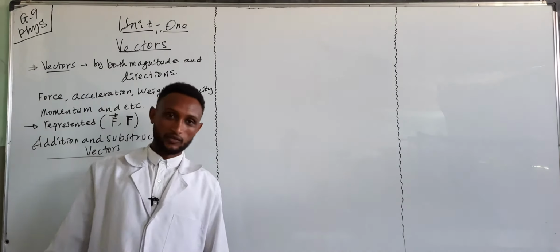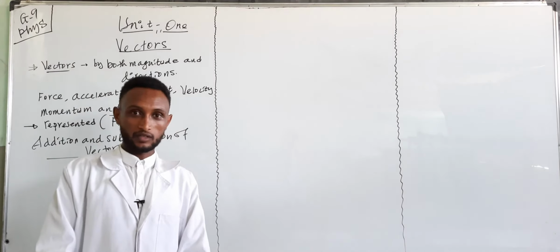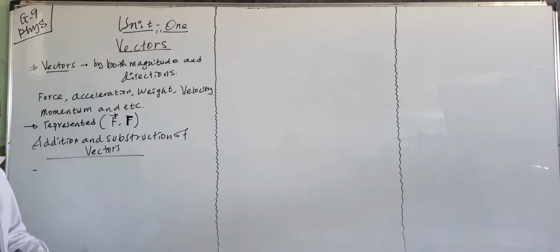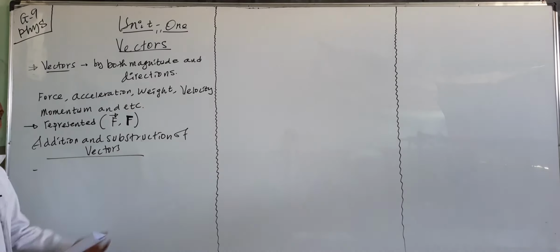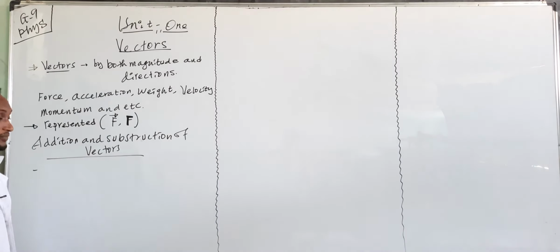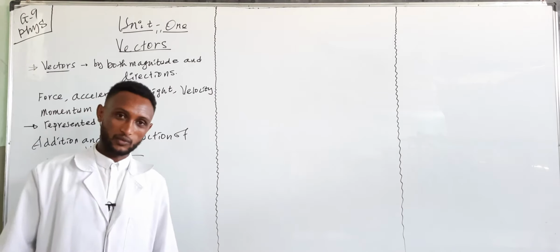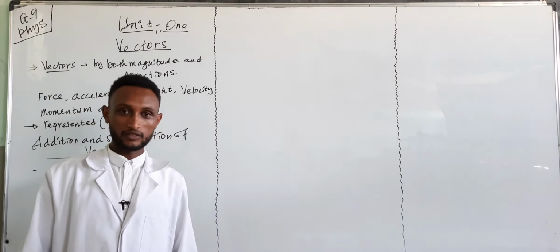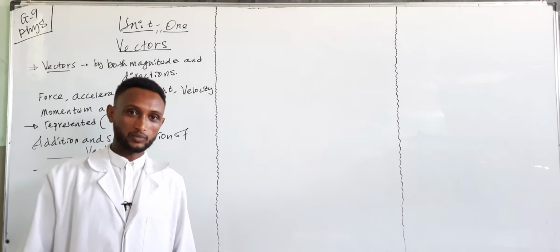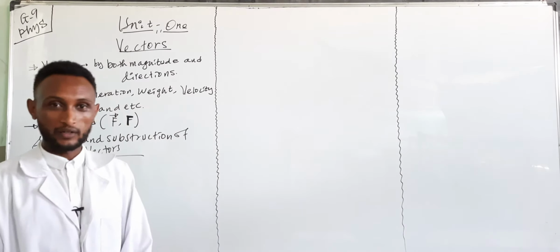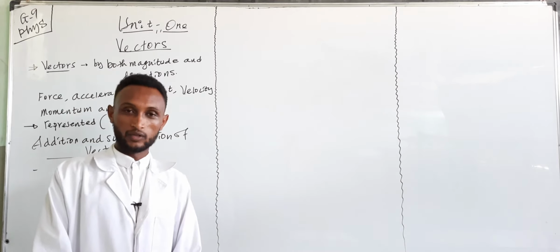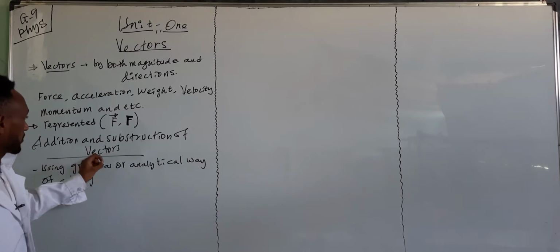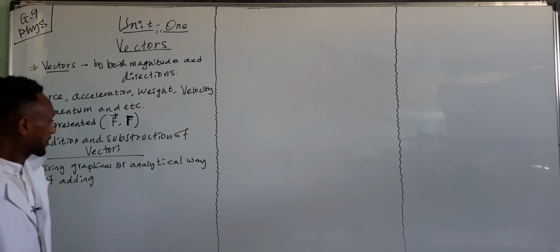Addition and subtraction of vectors. We can combine two vectors together depending on their directions. Two vectors can be added together, or one vector can be subtracted from another depending on their directions, by different ways. Vectors cannot be added as scalar quantities since they have directions. We cannot use ordinary algebra when adding vectors together. We use the graphical method, or analytical methods, of combining vectors.